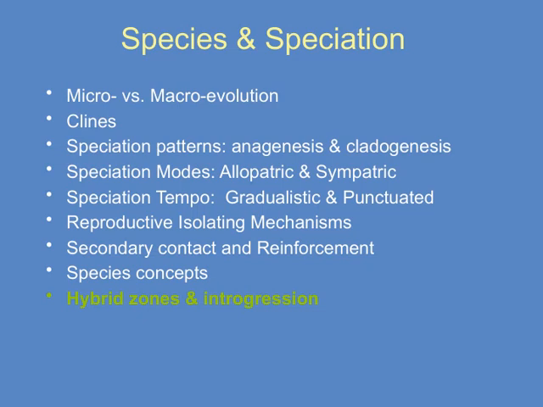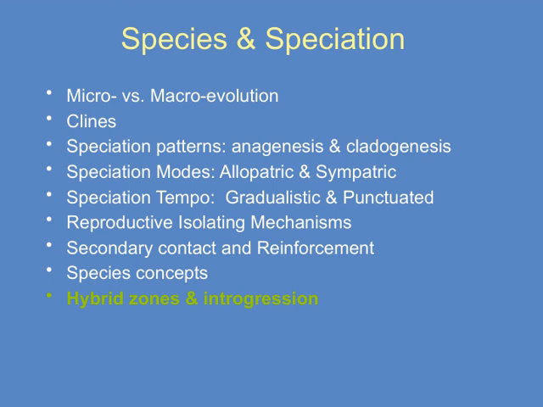Let's dive into the fascinating world of species and speciation. First, we have micro versus macroevolution. Microevolution refers to small genetic changes within a population, like slight variations in color or size, while macroevolution involves larger, more significant changes that can lead to the emergence of new species over longer periods. Next, we encounter clines, which are gradual changes in traits across geographical areas, illustrating how populations adapt to different environments.